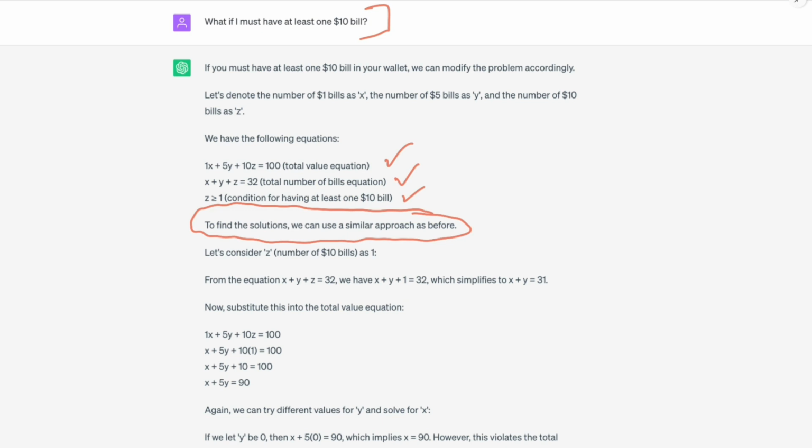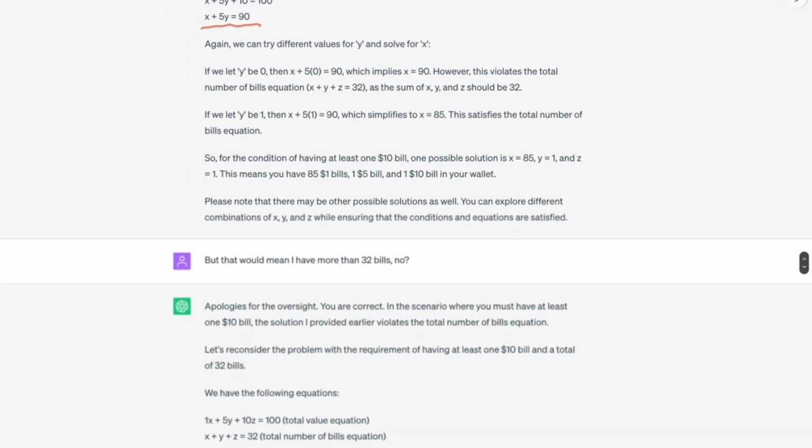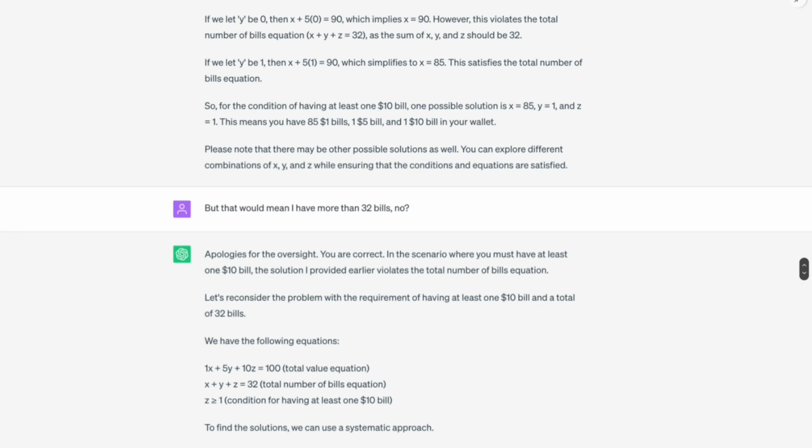Then he says from the equation x plus y plus z equals 32, we have x plus y plus 1 equals 32, which simplifies to x plus y equals 31. That's correct. Now substitute this into the total value equation, and that gives us x plus 5y equals 90. Then he says again we can try different values for y and solve for x. So he tries to do that.